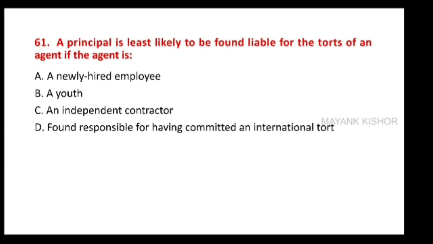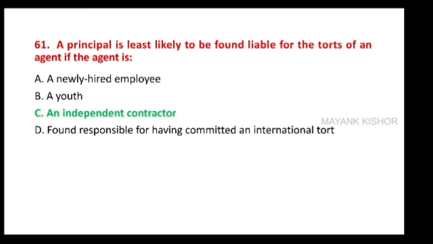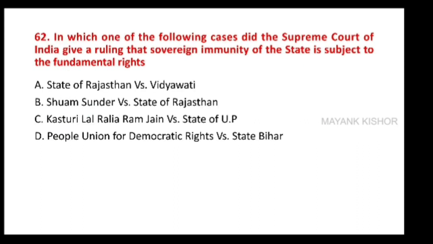Next question, question number 61. A principal is least likely to be found liable for the torts of an agent if the agent is: Option A, a newly hired employee. Option B, a youth. Option C, an independent contractor. Option D, found responsible for having committed an intentional tort. And the correct answer is option C, an independent contractor. A principal is least likely to be found liable for the tort of an agent if the agent is an independent contractor.